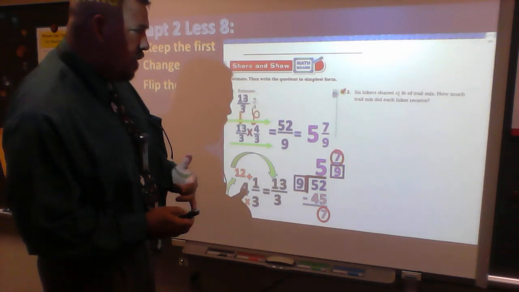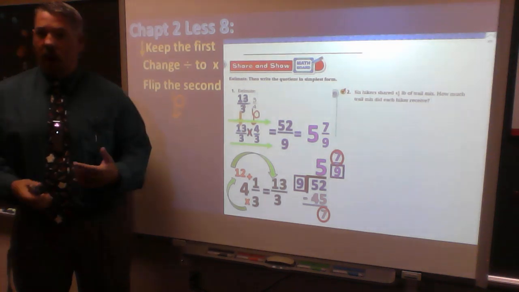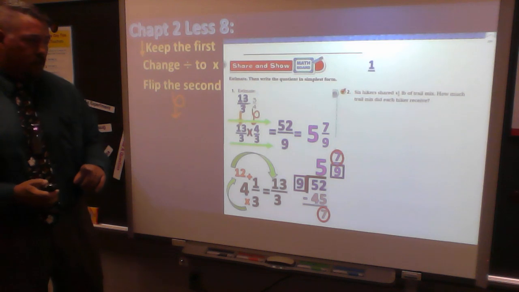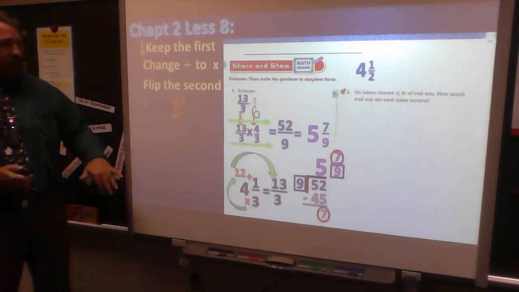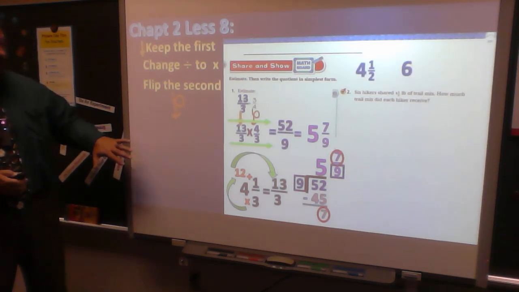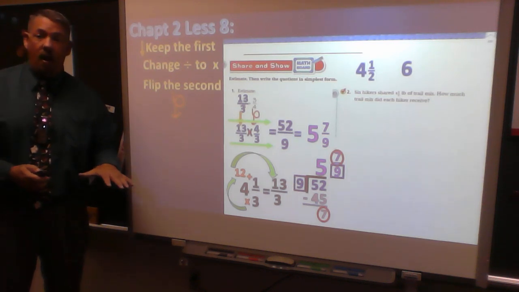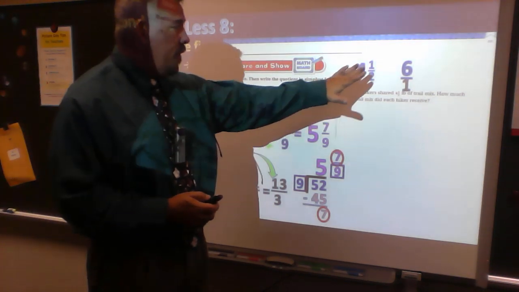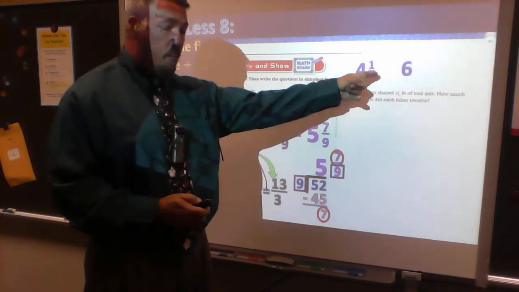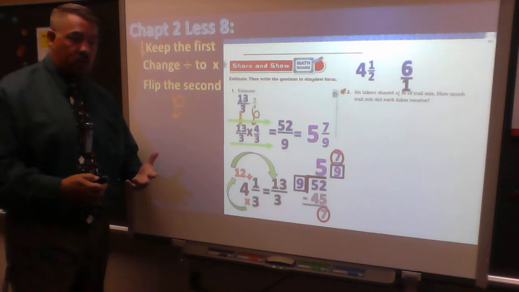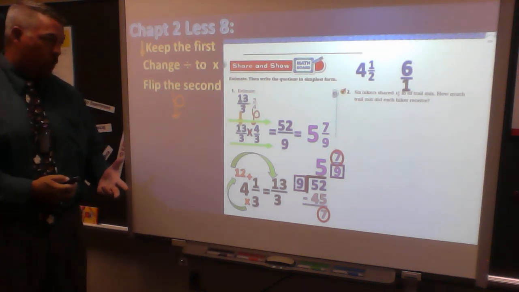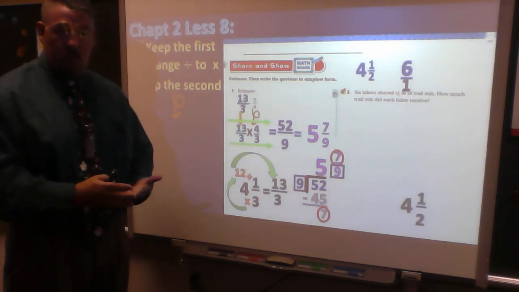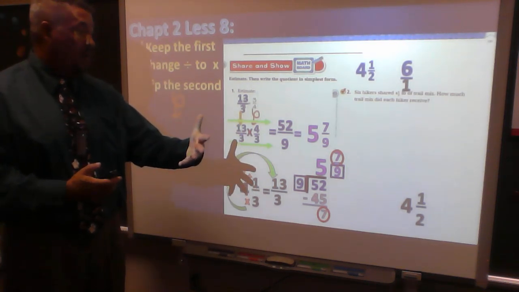How much trail mix did each hiker receive? Notice in that story problem, the numbers are in a specific order, but I have to understand that the key to doing these type of problems is knowing the amount that I am going to have to begin with. When I do them, if I have my 4.5 and I have 6, which I can't use, so I put my 6 over 1, which one's going to come first in my math problem? I know that I have 4.5 pounds, and then I'm going to share it with 6 people.